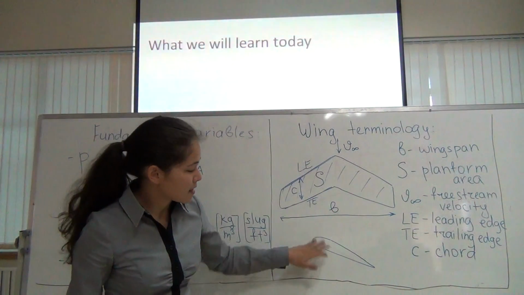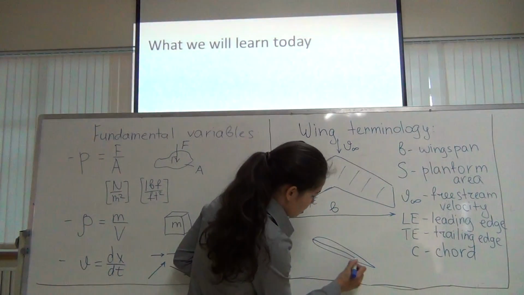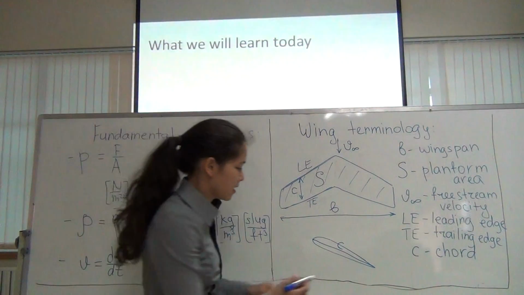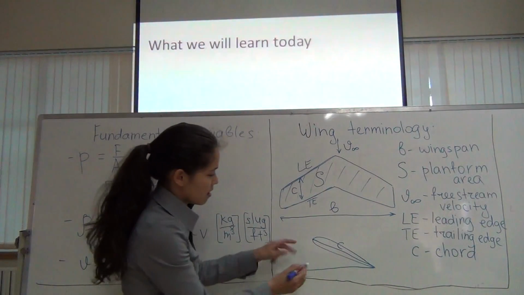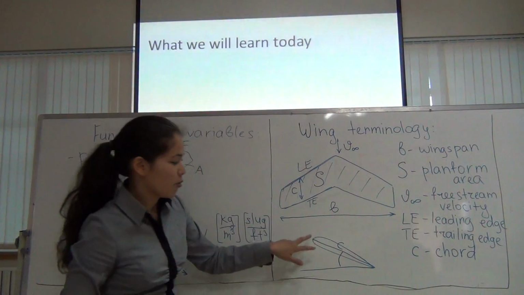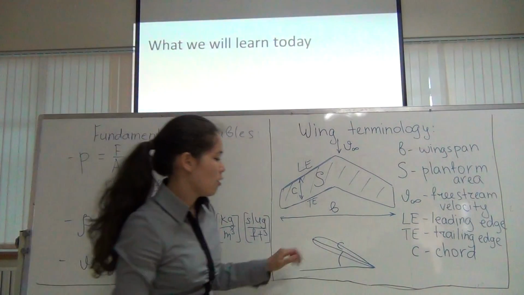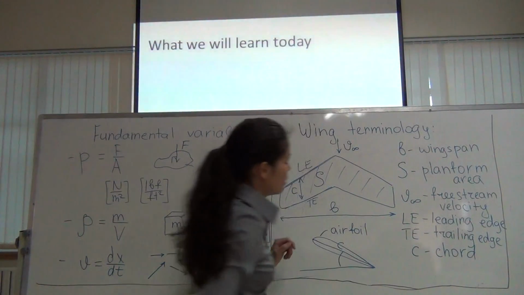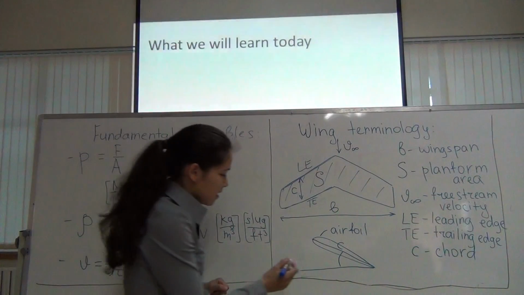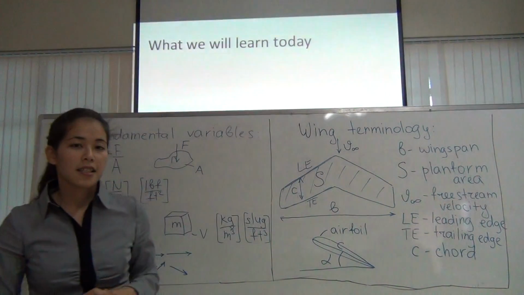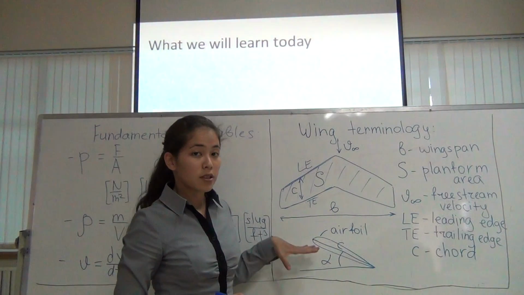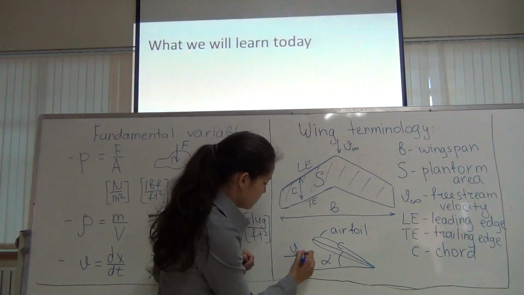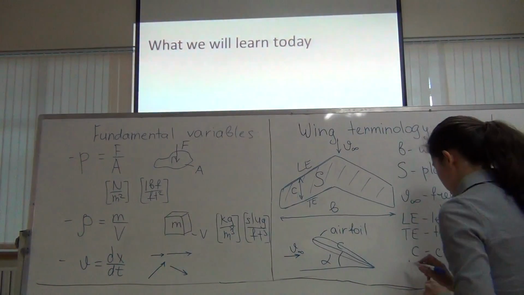So if we look from the side, we still have the chord, but also there's one more important variable, that is angle of attack. This shape is called the airfoil or profile of the wing. So angle of attack is denoted by alpha, and it is how much the airfoil is inclined with respect to the free stream flow. Let me write it down here.